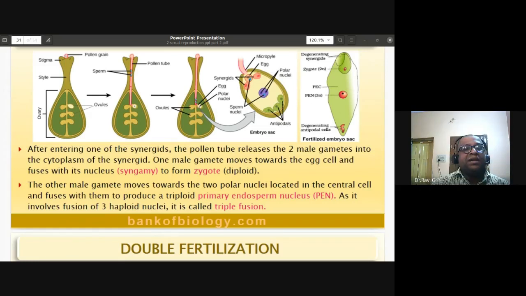So what are those contents? Vegetative nucleus, vegetative cytoplasm, and the generative cell, if it is a two-celled pollen grain. If it's a three-celled pollen grain, the pollen tube contents would be the vegetative nucleus, vegetative cytoplasm, and two gametes. In a two-celled pollen grain, the generative cell divides in the pollen tube to form two sperm cells. Now the pollen tube enters into the style, then the ovary, then the ovule.